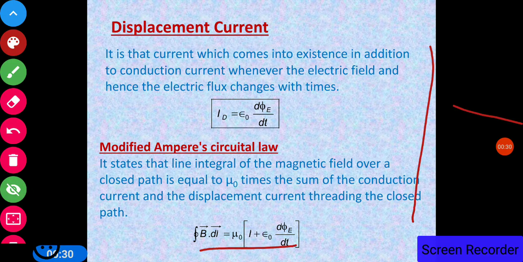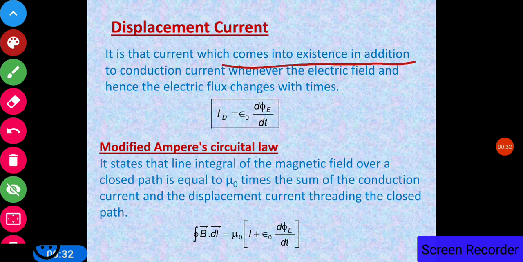Now it is the current that comes into existence in addition to conduction current whenever the electric field and hence the electric flux changes with time. As you know, when current is flowing through a capacitor, since there is a gap between the plates, how is the circuit completed? This was a very big question in the minds of scientists. This is explained by introducing the concept of the displacement current.